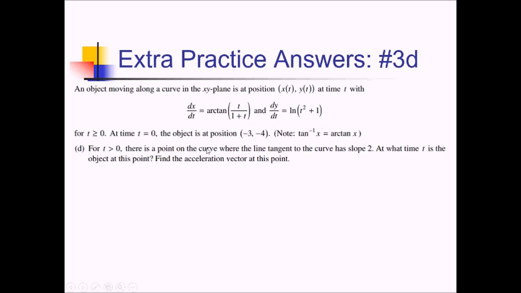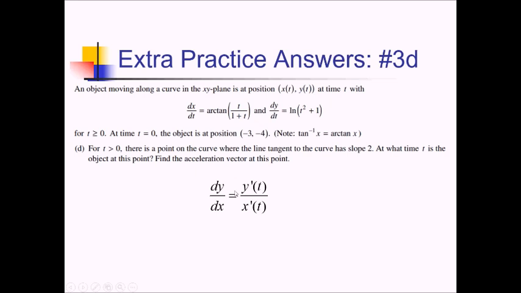And then whatever time that is, we need to plug that in to an acceleration vector. Well, first we need to write an expression for dy over dx, because we don't have that yet. So in general, with parametrics, dy over dx is going to be your dy over dt over your dx over dt. So basically y prime of t over x prime of t.